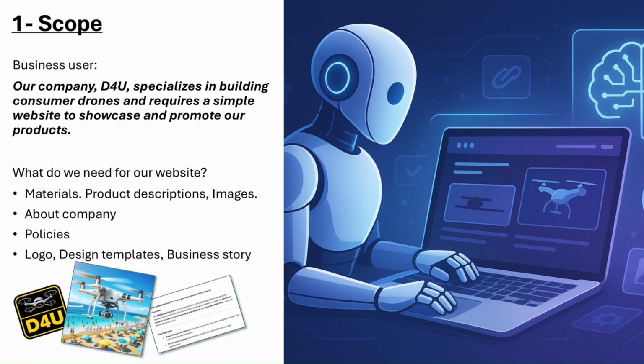Let's start by defining the scope of our project. Our business users want a simple website to promote the company's products while keeping costs as low as possible. To achieve this, we'll use publicly available, free, or low-cost tools. We're assuming you don't have coding experience, so we'll build the site with the help of AI.